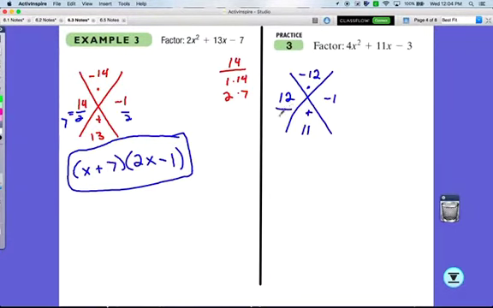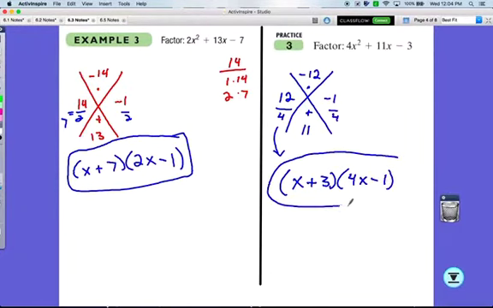Come back through, divide by the a, which is 4. 12 divided by 4, that ends up giving me 3. So x plus 3. And then the negative 1 over 4 doesn't reduce, so the 4 comes in front of the x, and then minus 1. And there's your answer.